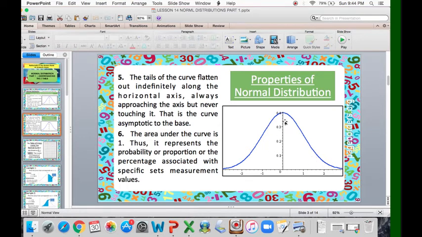Dito sa right side, 50%. So, 50-50, that's equal to 1. That's why the area under the curve is equal to 1. 1 yan, yung buong yan. Okay? So, those are the properties of the normal curve.